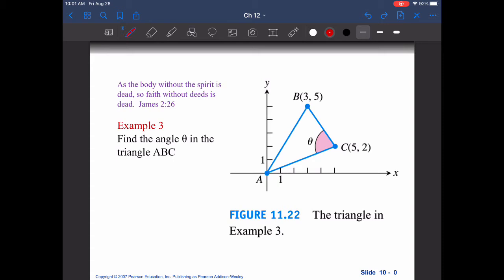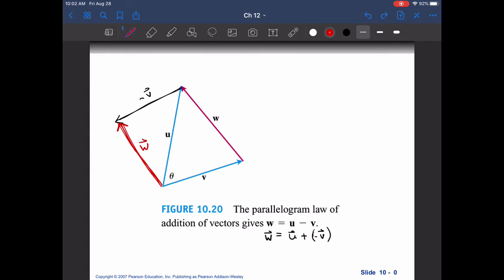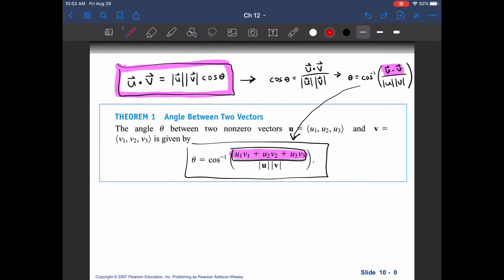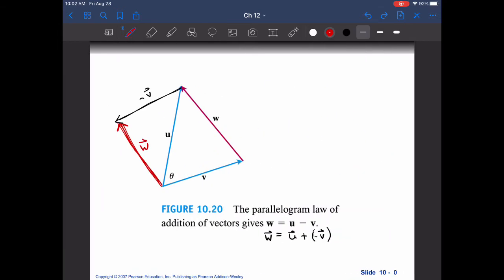All right, let's look here. We've got another example. Find the angle. Now, this one I'm going to start for you, but I want you to finish it. Now, remember, when we're doing dot product, it's the angle between the 2 vectors. If you look back here, it's the angle between the 2 vectors. We can see it in this picture. It's the angle between 2 vectors when you put their initial points together like that.